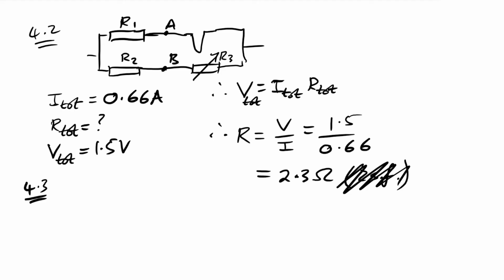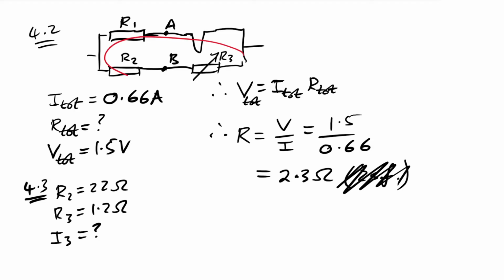What have we been asked now? So the resistance of R2 is 22 ohms. R3 is 1.2 ohms. We're being asked to find the current in R3. So we are talking about this bottom branch here.